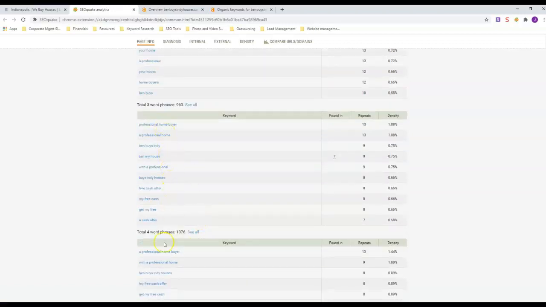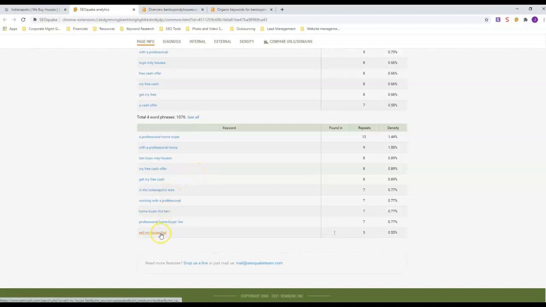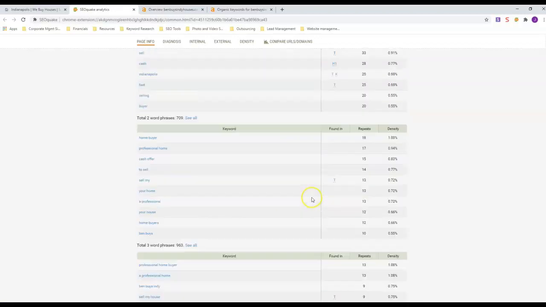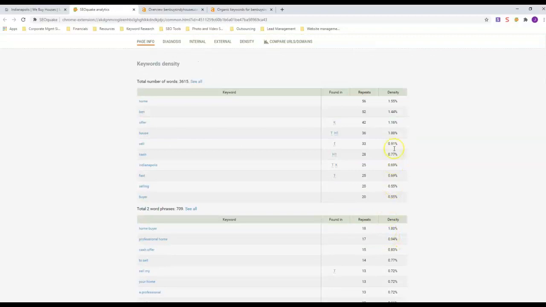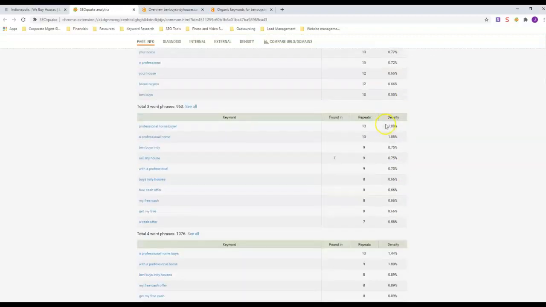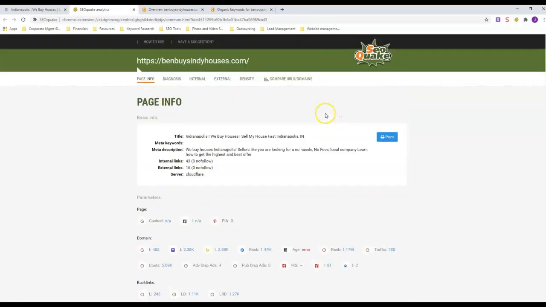You really want to look at three-word and above phrases. So Sell My House, he's got in there 9 times. Sell My House Fast, he's got in there 5 times. You don't want too many times, because look at this density over here. He's under 2% on everything. But he's got it in there a number of times because he's got enough content to support it.